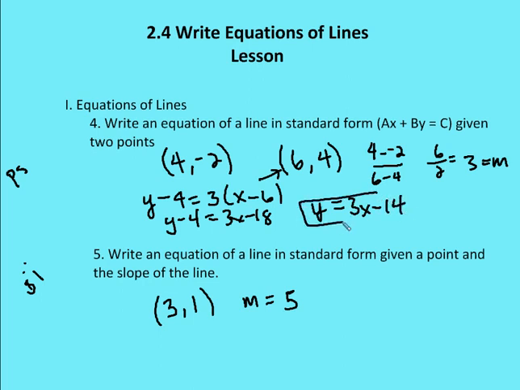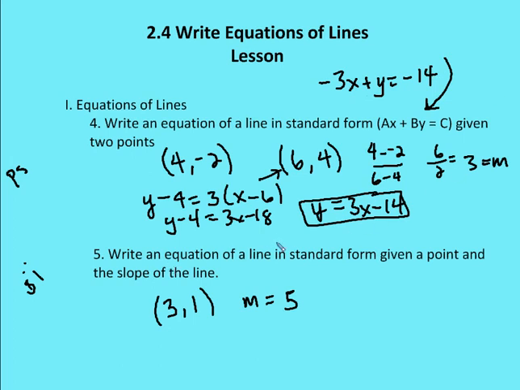Now if I want to rewrite this in ax plus by is equal to c form, or standard form, it would simply be subtracting the 3x from both sides, and I would end up with negative 3x plus y is equal to minus 14. And that gives us our linear equation in standard form. So again, I've gone right from slope-intercept form to standard form. I haven't done anything to the equation other than rearrange the variables and potentially the constant.